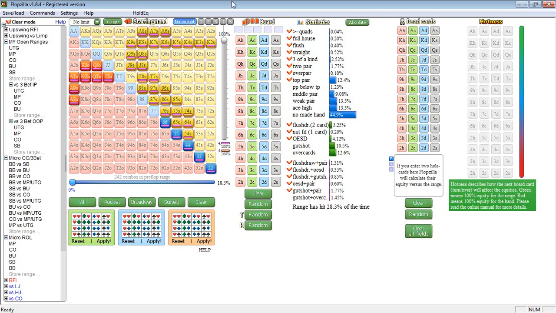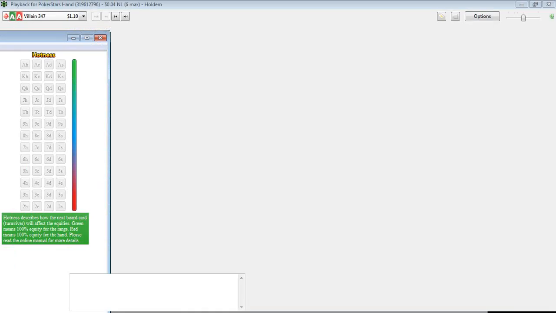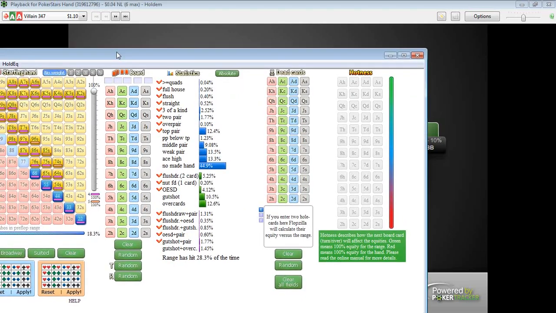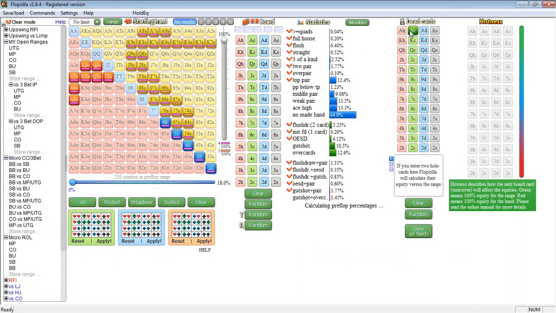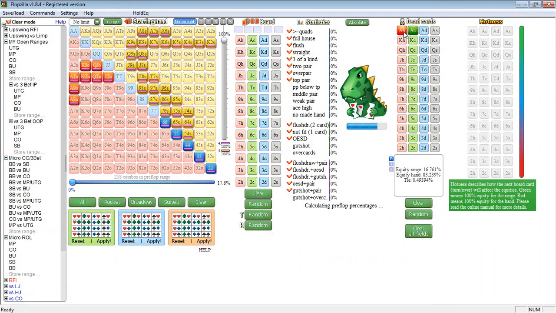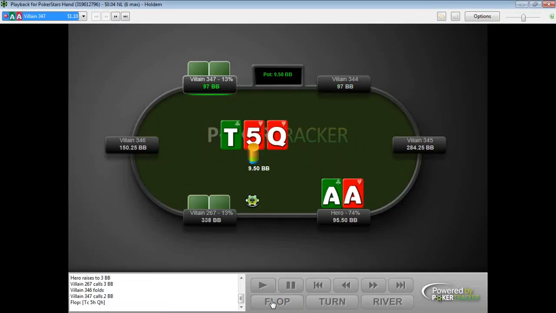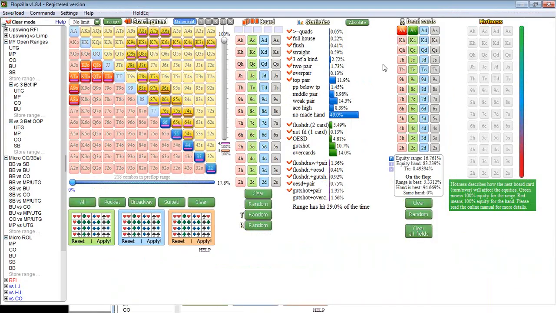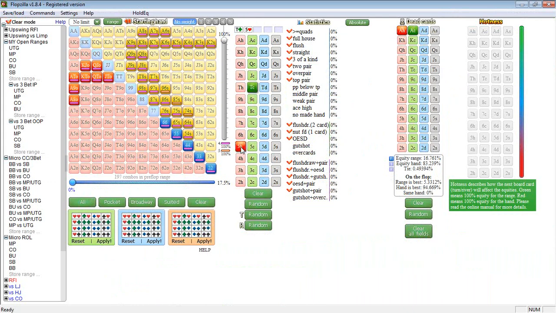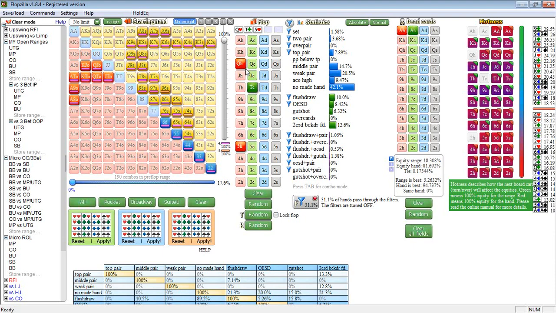So we'll give him this particular range here, and I have ace of clubs, ace of hearts, ace of clubs, ace of hearts, and the board on the flop is 10 clubs, 5 hearts, queen hearts. So 10 clubs, 5 hearts, and queen heart.